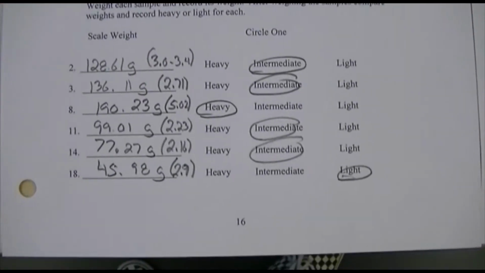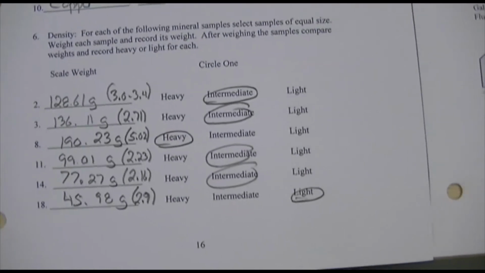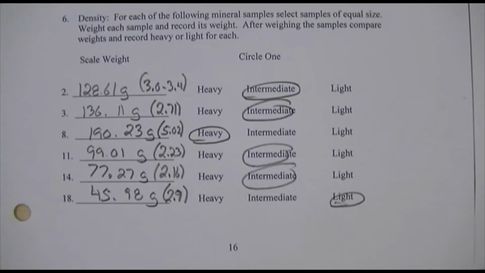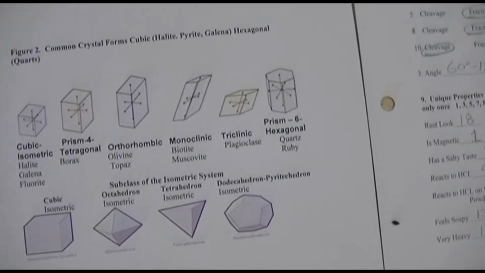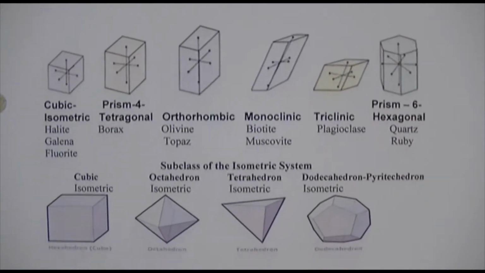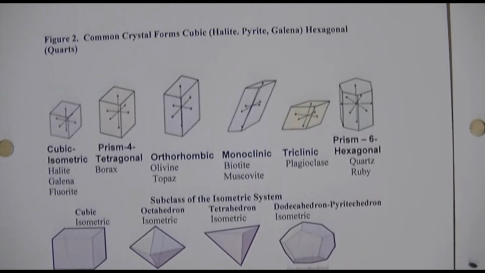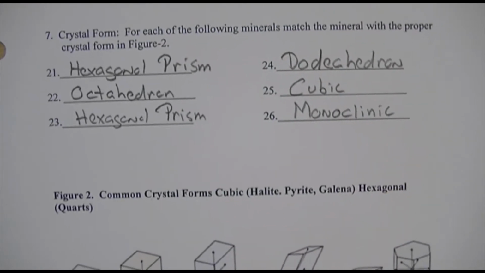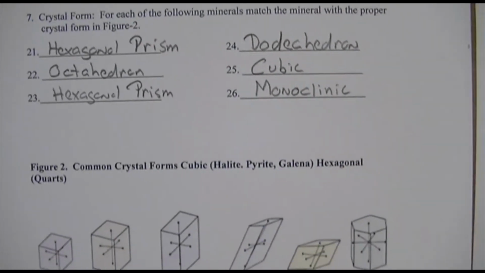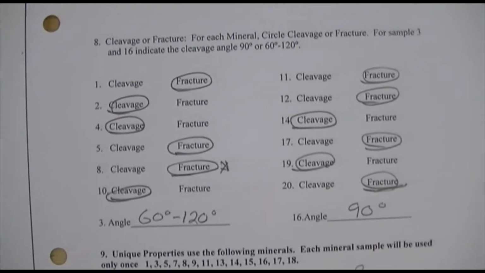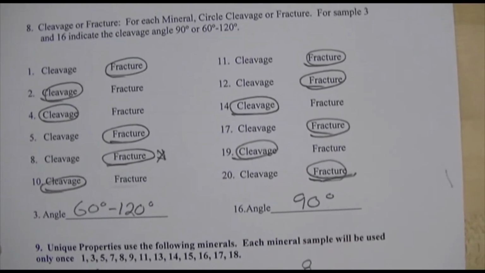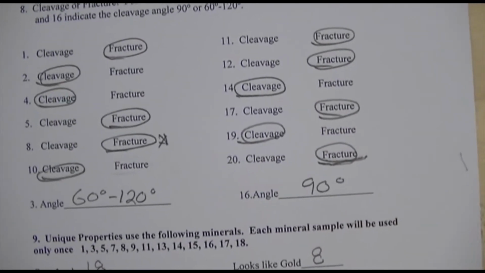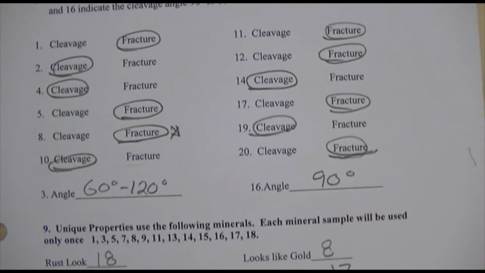We're also going to look at density, how heavy something is. So what I did is I weighed all of the samples out on the scale, and I'll show you that. Then we're going to look at crystal form, the external expression of a mineral. And then I recorded the minerals that we're going to look at, 21 through 26, in their crystal form. Then we're going to take a look at cleavage. So cleavage, remember, is a mineral that breaks along a flat surface and a shiny surface, and it often forms geometric shapes, and we'll see some of those.